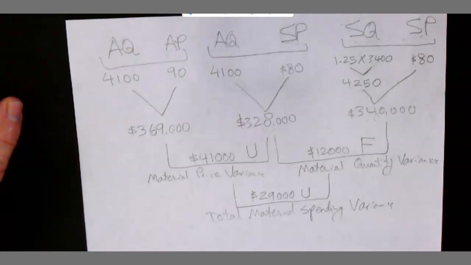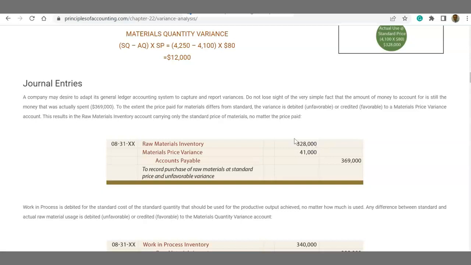Yes, accounts payable is $369,000 because you paid $90 per pipe. So yes, your accounts payable is $369,000. But what you want to put in the raw material inventory as a form of debit to increase the raw material, that's just based on standard price, okay? So here we put $328,000 in the raw material inventory.